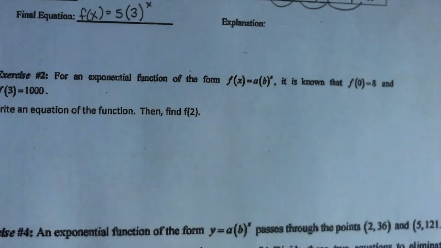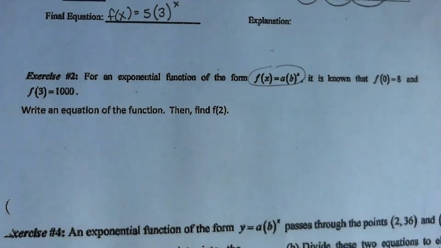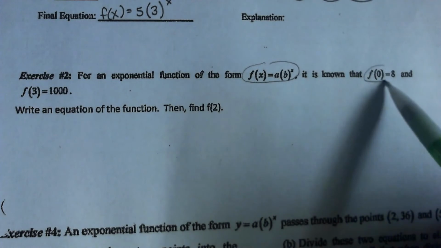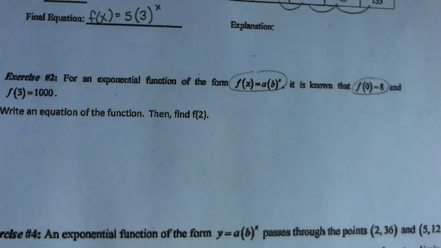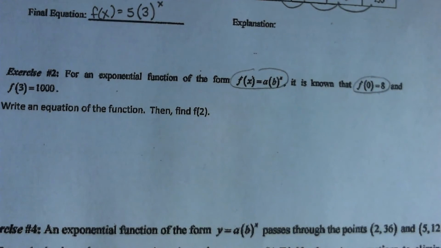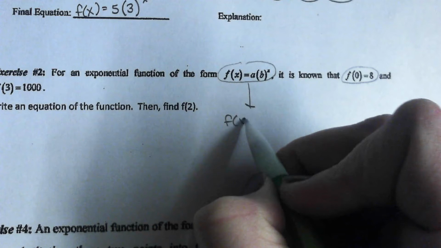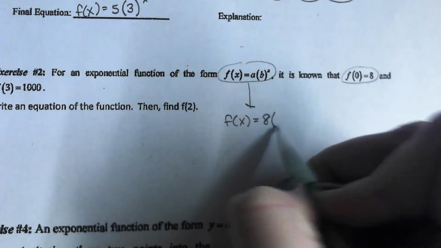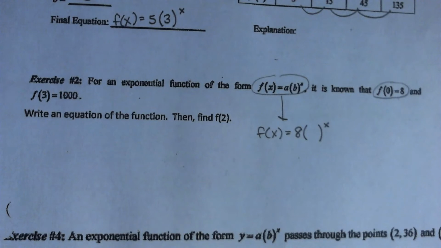Okay. Here's an exponential function of the form that we're working with. It is known that f of 0 equals 8. Jack Birmingham, what does that tell me? If f of 0 equals 8, 8 is the y-intercept, so what letter in my function is 8 going to go in for? A. Very good. So immediately, I have f of x equals 8 times some growth factor to the x power.